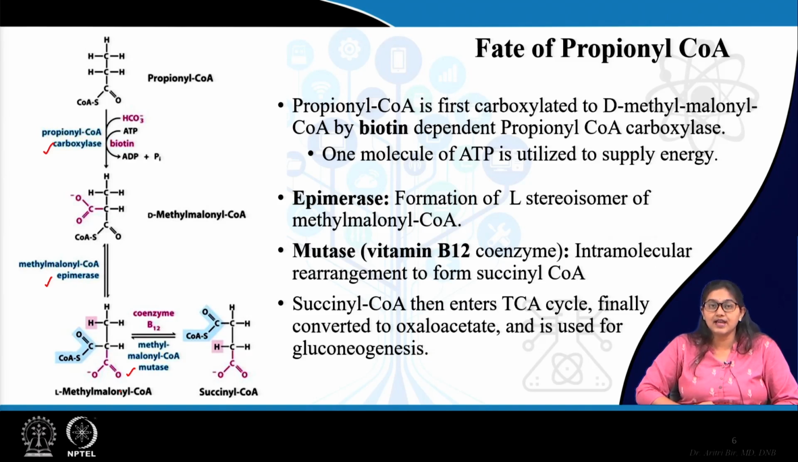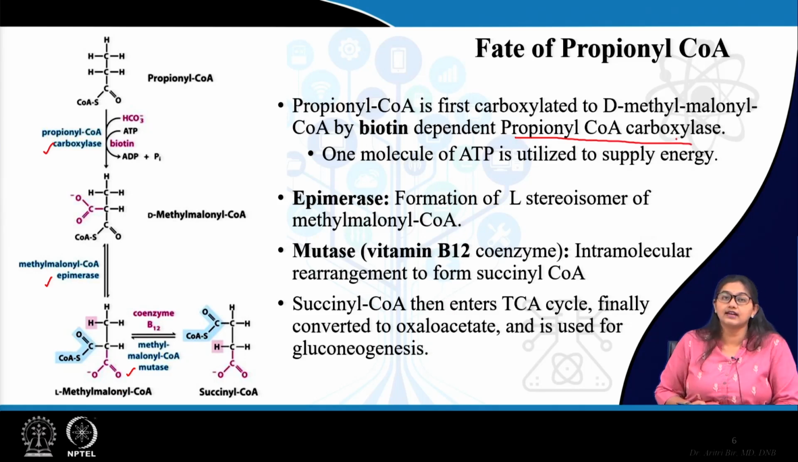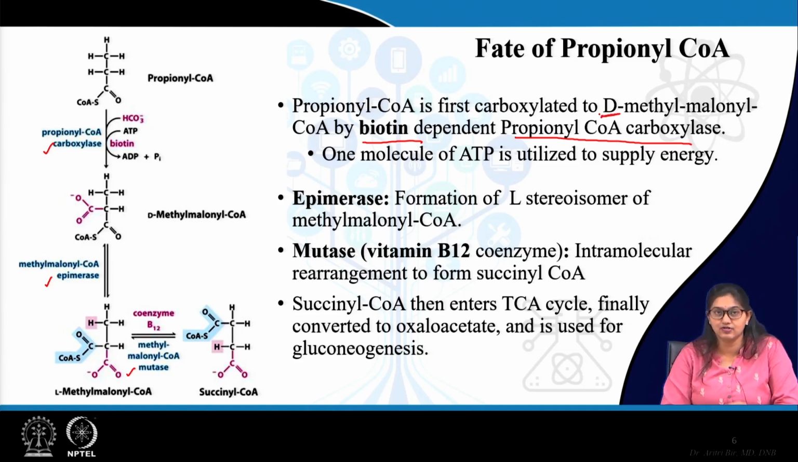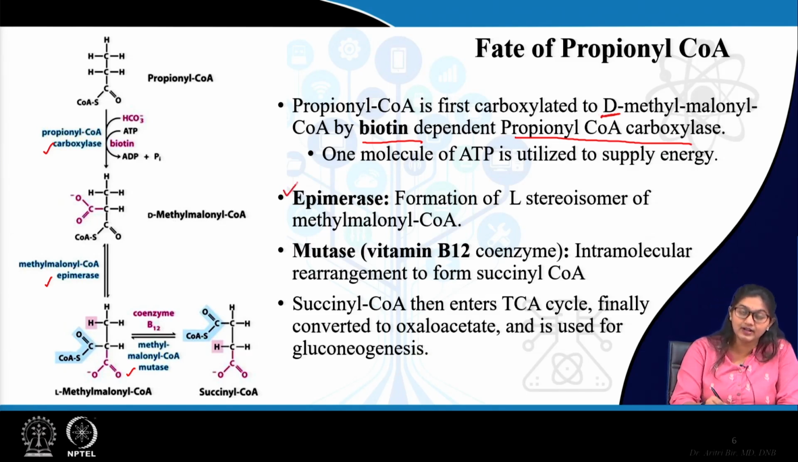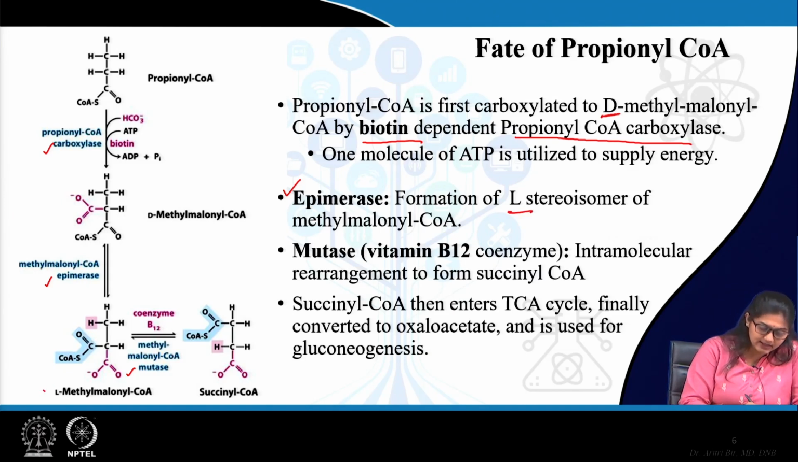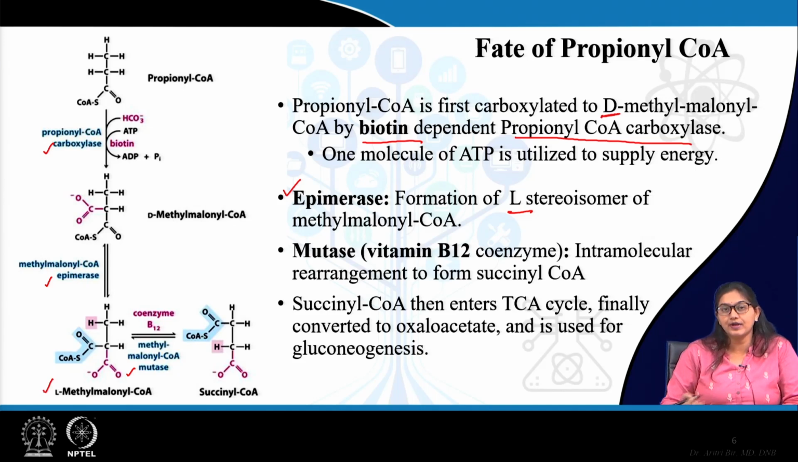Now, propionyl coenzyme A is first acted on by a carboxylase, propionyl coenzyme A carboxylase, which is a biotin dependent enzyme. Remember, the majority of carboxylases have the cofactor biotin, and there is formation of D-methylmalonyl coenzyme A. D is the D-stereoisomer, and this D-stereoisomer is acted on by epimerase. So, there is epimerization forming the L isomer. So, you can see L-methylmalonyl coenzyme A formation.